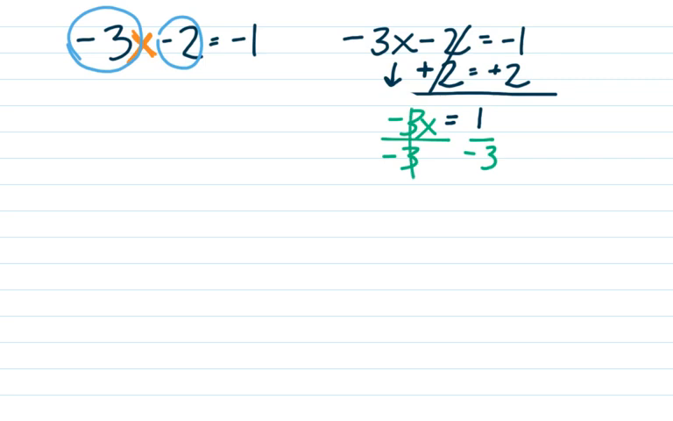Those cancel out to be 1. We talked about this in class. When you have a negative in either the numerator or denominator, it's the whole fraction that's negative. And we know that 1x is really just x.